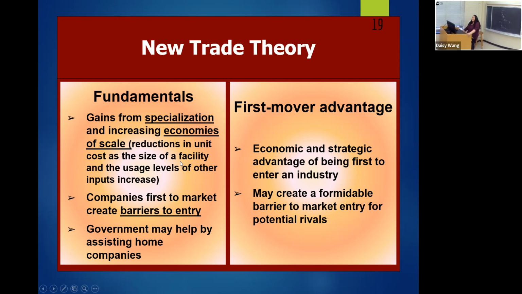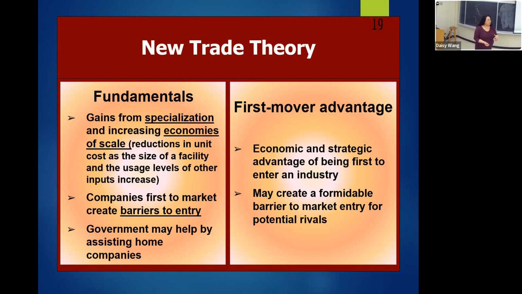So the new trade theory is that companies can gain by whatever they are good at, okay? They expand their capacity and then sell to other countries so that they can lower their production costs by using economies of scale, okay? And when companies enter a new market, usually they create barriers to entry. So that's the case for international business.